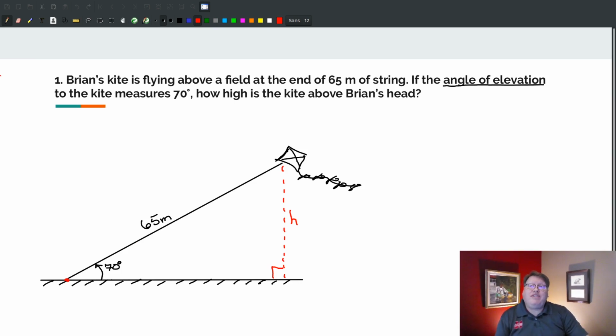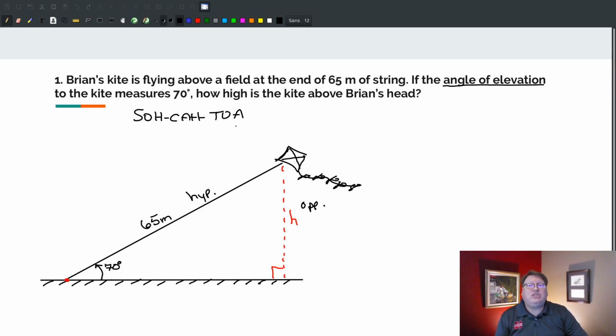So if I look at this right triangle, then I need to understand that the sides that are given to me with respect to the 70-degree angle would be the opposite side and the hypotenuse, okay? And remember our SOHCAHTOA? You guys remember that from the last lesson?